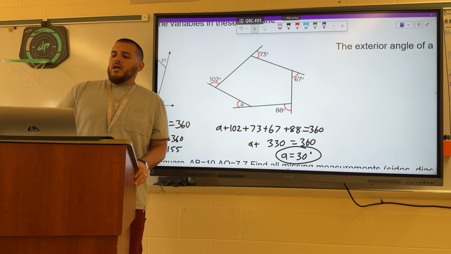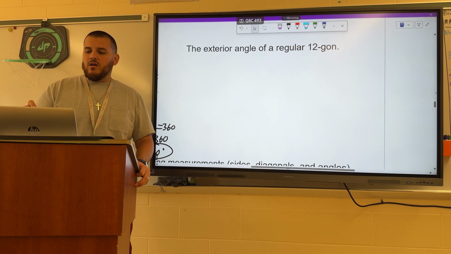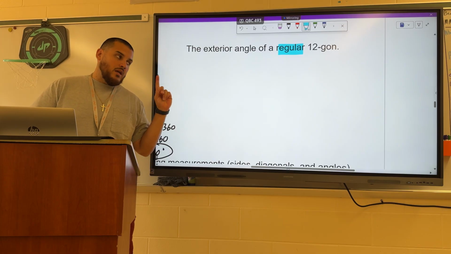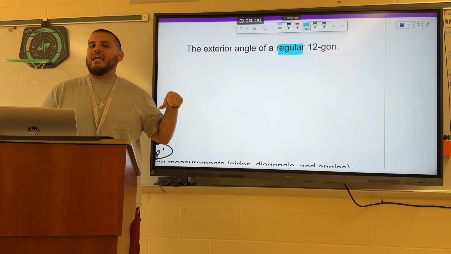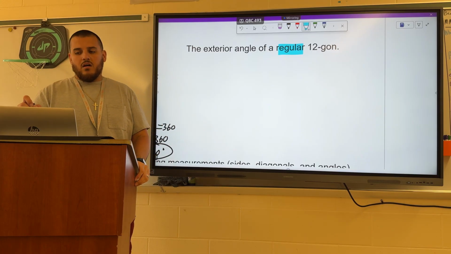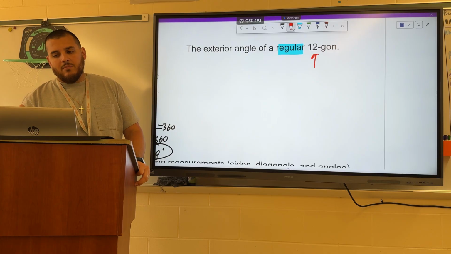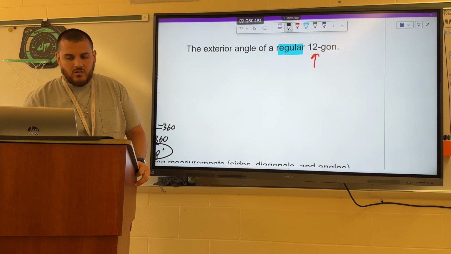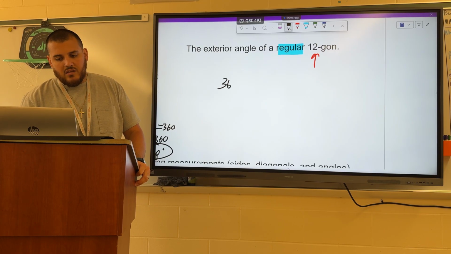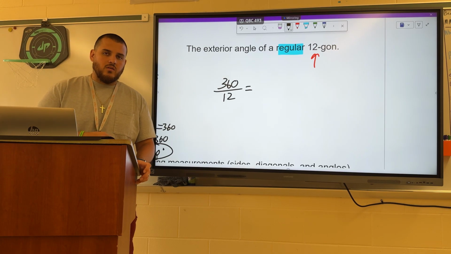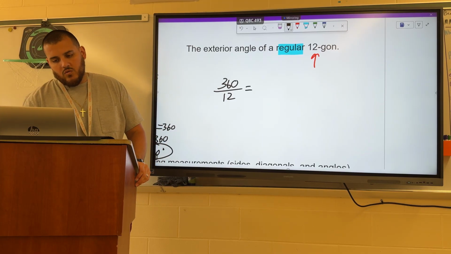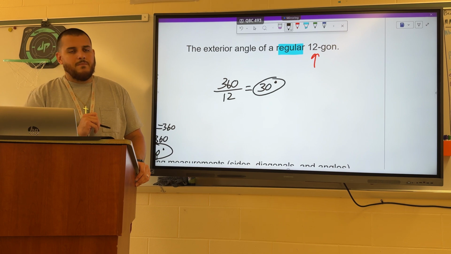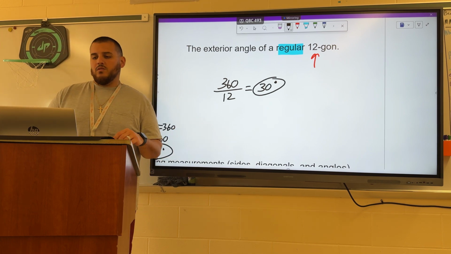In our last scenario, we're finding the exterior angle of a regular 12-gon. Remember again, regular means all the sides are congruent, all the angles are congruent. That also means all the exterior angles are congruent. Since it's a 12-gon, that means there would be 12 exterior angles. So that means the 360 degrees on the outside is just being evenly split to each of the 12 angles. So all we're doing in a problem like this is 360 divided by 12, which will give me 30 degrees for the exterior angle on a regular 12-gon.